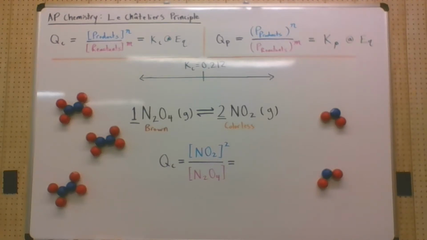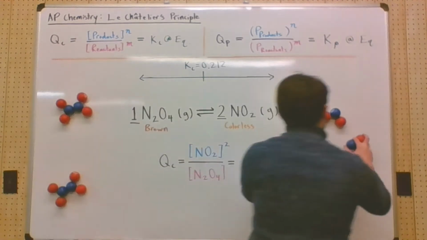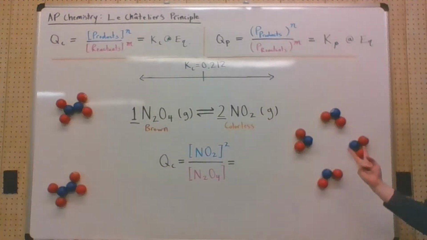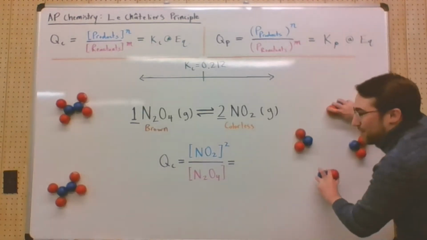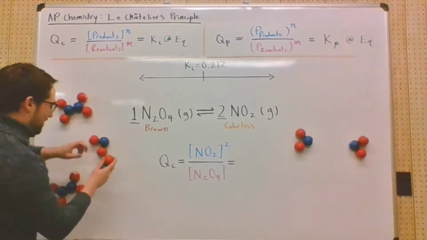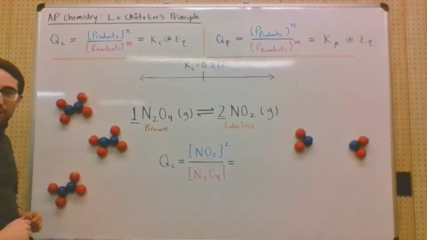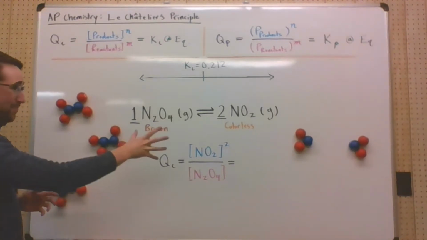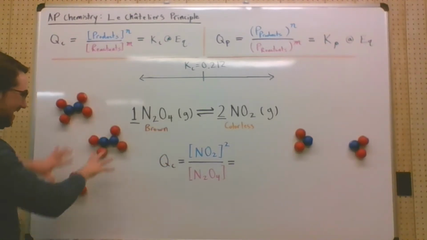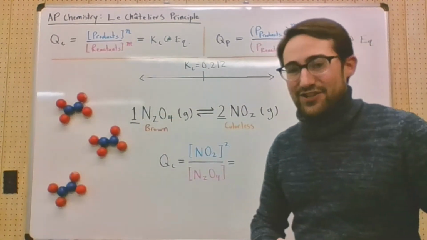So at equilibrium, the rate of the forward reaction, the N2O4 breaking into 2 of these, is the same as the rate of the reaction of 2 of these coming back together and forming one of these N2O4s. So no net change happens. Maybe some particles meet and some of them don't, but in the end, in the big view of things, the concentration doesn't change and the pressure doesn't change.